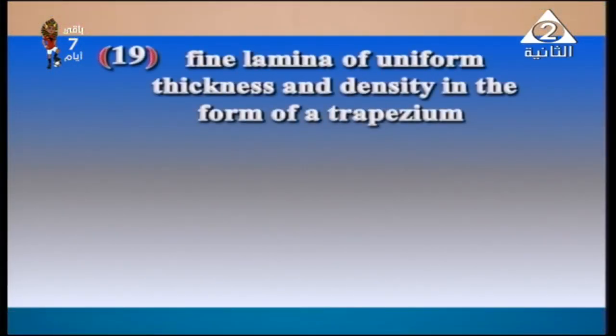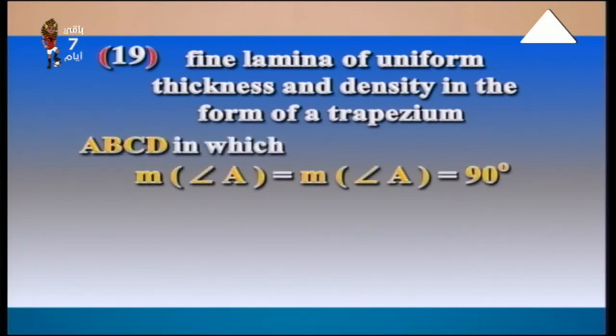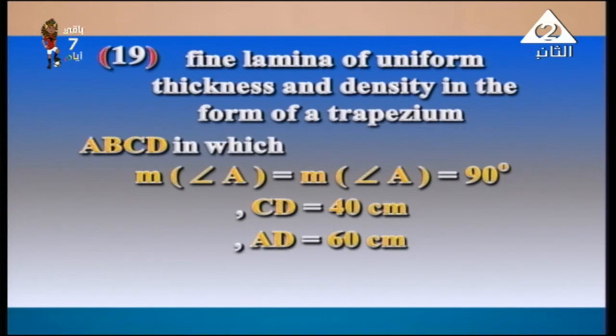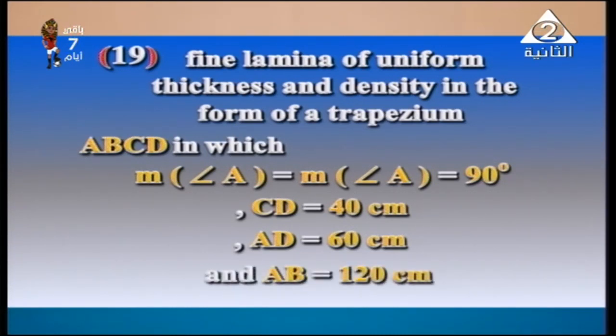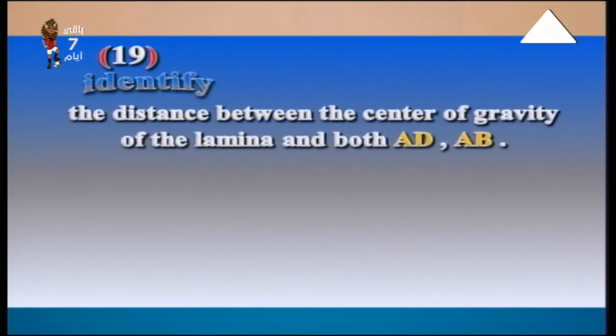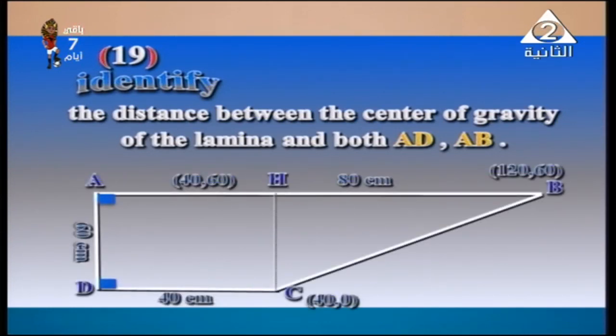Look at the important example. My dear student, find the center of gravity of a lamina of uniform thickness and density in the form of trapezium ABCD, in which measure of angle A equals measure of angle B equals 90 degrees, CD equals 40 centimeter, AD equals 60 centimeter, AB equals 120 centimeter. Find the distance between the center of gravity of the lamina and both AD and AB.